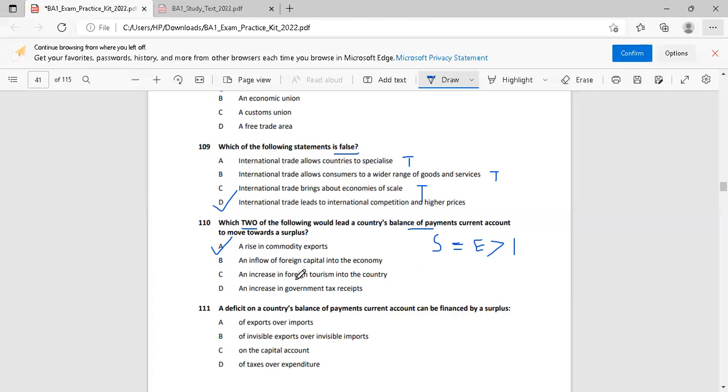Then an increase in foreign tourism into the country is a source of revenue. More foreigners come and spend their foreign currency on various things, so a lot of foreign reserves come into the country. Here we see that cash inflows are greater than cash outflows. So that is again another situation. Increase in government tax receipts is just about controlling the flow of cash in the economy. It is not connected to the balance of payments and is not about what happens to the foreign reserves. So the two of them would be A and C.